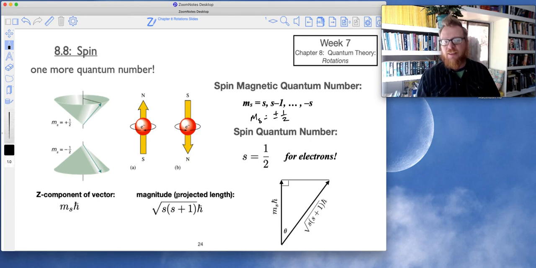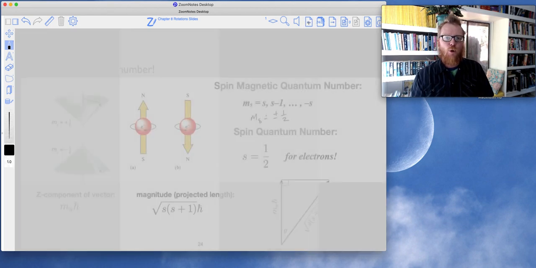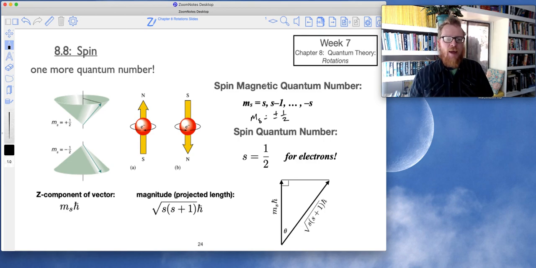The projected length is given by the square root of s times s plus 1, times h bar. And we can make the same picture right here that we just did. And they have the same conical representation of their angular momentum. All right? So I've been talking for quite a bit, so I'm going to wrap that up, and I'm going to record one more very quick short lecture after this that's going to be kind of like a wrapper for this whole chapter. Okay?